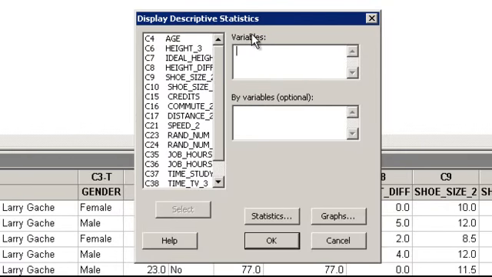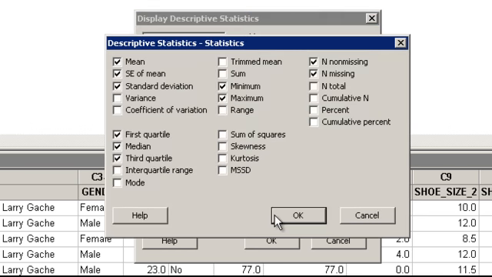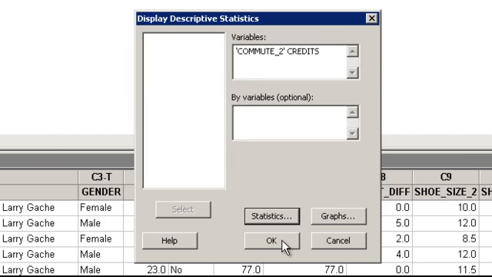Now we can put more than one variable. I'm going to go ahead and do our 2 examples at the same time. Commute, select, and also number of credits, select. You can do these one at a time, or you can do them together. Now if we click on statistics, we can actually choose different stats. For example, if we wanted variance, we can click variance. If we would like the interquartile range or the mode, we can select those. Let's just hit OK. Let's hit OK again.